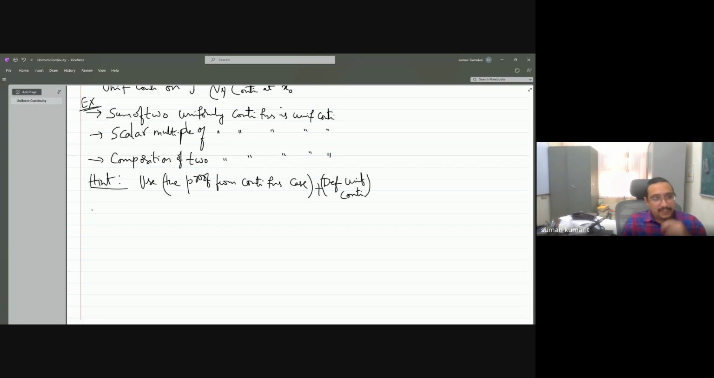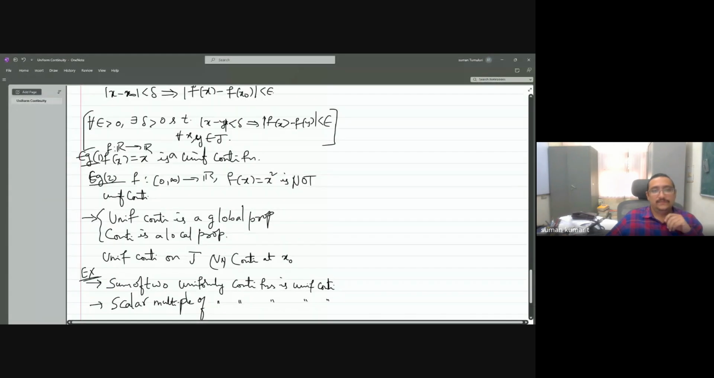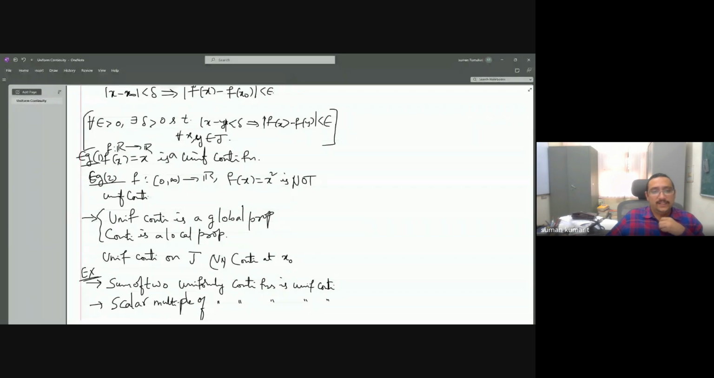Next thing is the product. You would have proved that the product of two continuous functions is continuous. Now, what do you say about the product of two uniformly continuous functions? Is it uniformly continuous or not? From the examples that we have, f of x equal to x is uniformly continuous. We have seen that f of x equal to x square is not uniformly continuous.